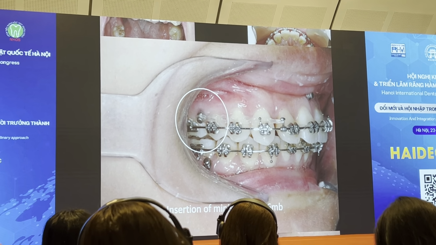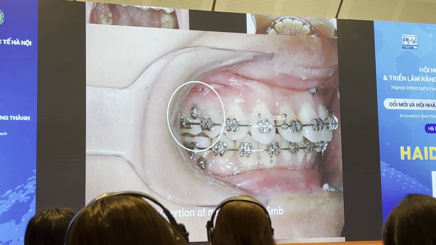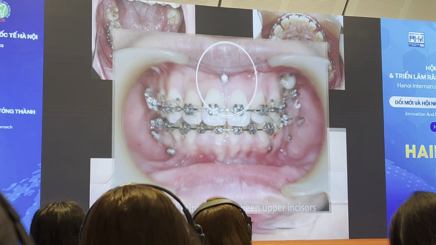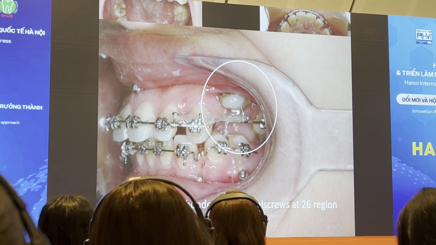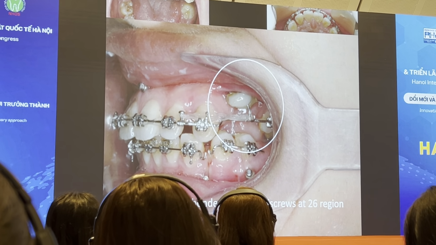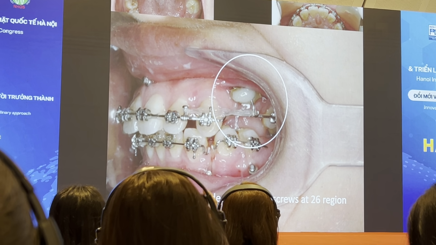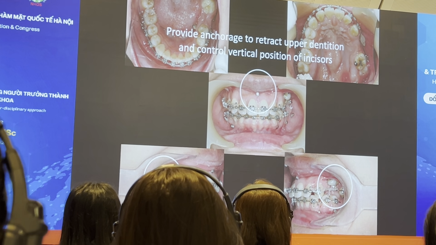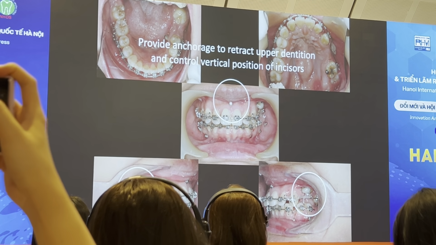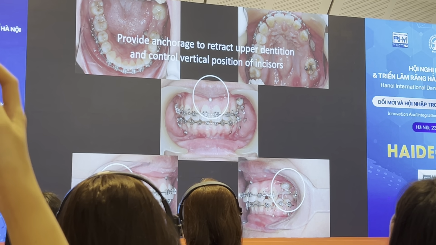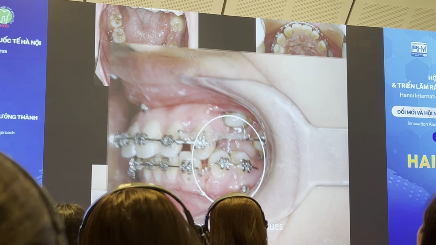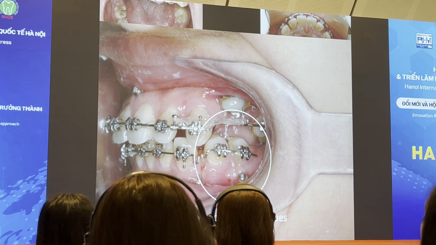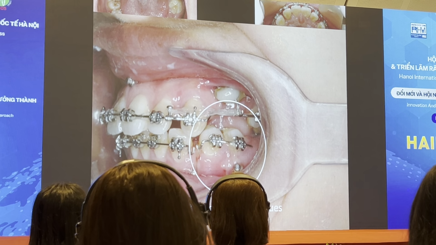When the upper teeth were aligned, a mini screw was inserted at the 1.6 mesobuccal region between the upper incisors. Also, an extension was added to the mini screws which were used to erupt 2.6. So they serve to provide anchorage to retract upper incisors and control the vertical position of the incisors. At the same time, intrusion of 3.4 and 3.5 was still in progress.